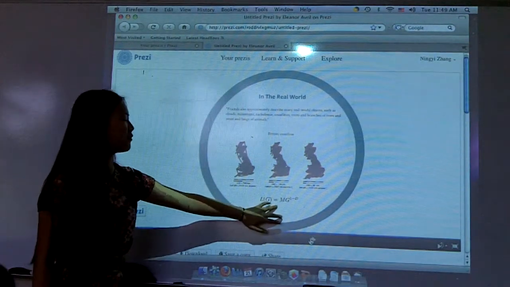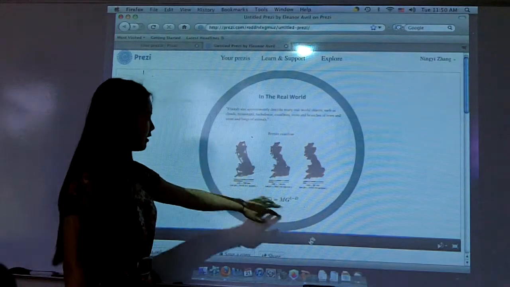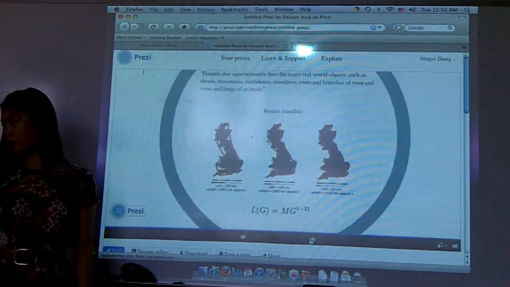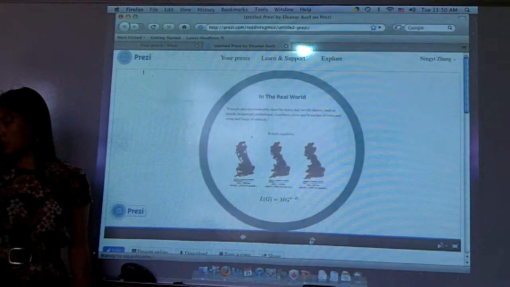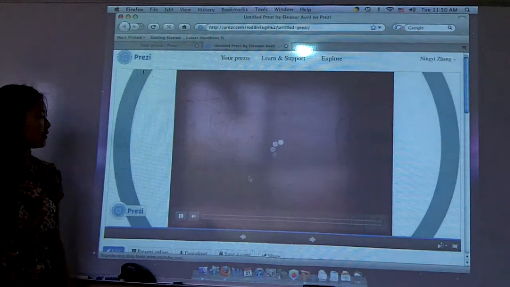And this is the formula for calculating the length of the coastline, and we still need to use the fractal dimension. So these are some examples of fractals in nature.